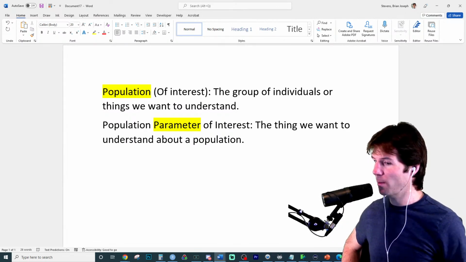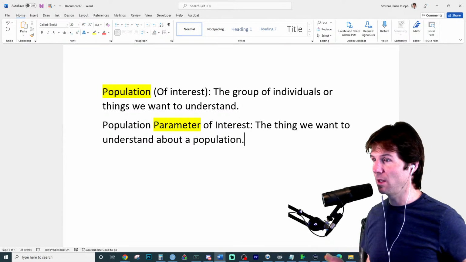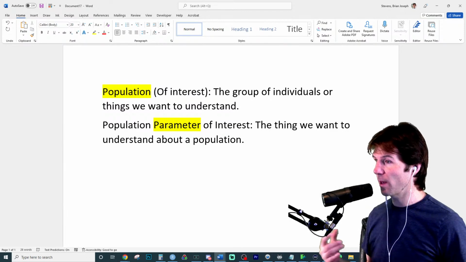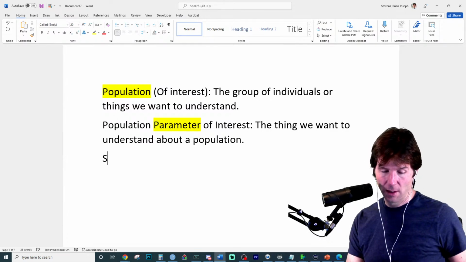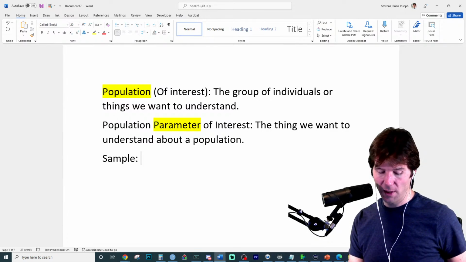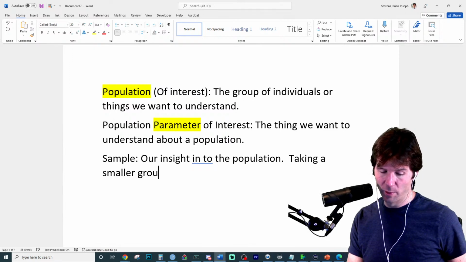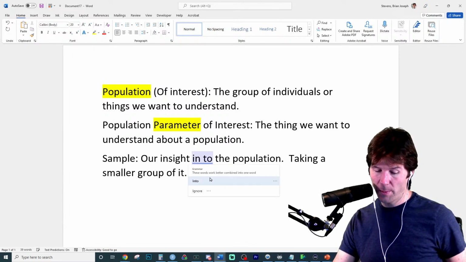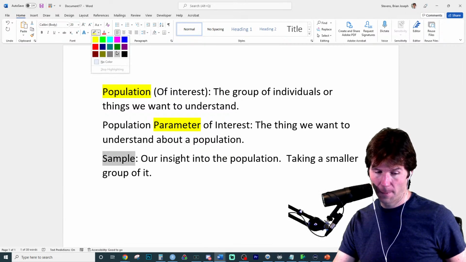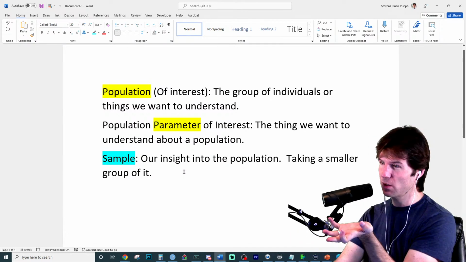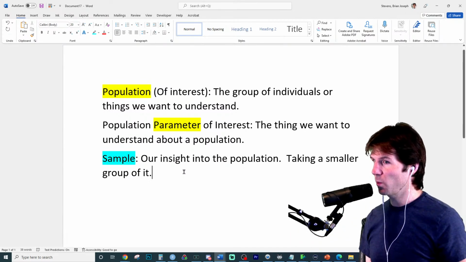So we have population being the group, the parameter being like the characteristic we want to understand, but we then go and do what? We take a what of the population, a sample. So a sample is going to be our insight into the population, taking a smaller group of it. So the population is everyone, everything. But the sample is just our taking a portion of it and saying, let's look at this. And samples give us what?